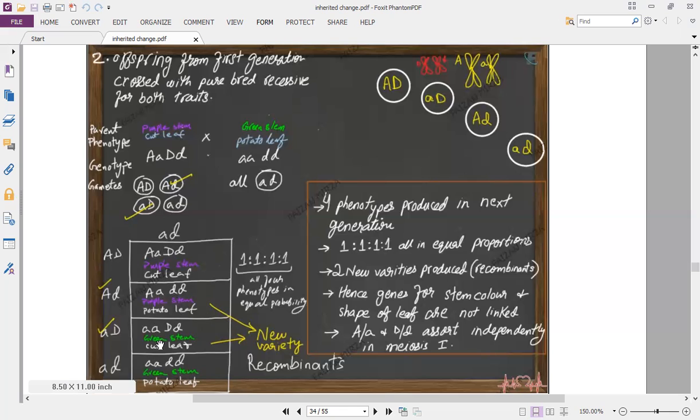Then there is a green stem cut leaf. This is also a new variety. Both these phenotypes were not present in either parent. These are the new varieties which are also called recombinants. So the chances of all the four forming was 1 is to 1 is to 1 is to 1.